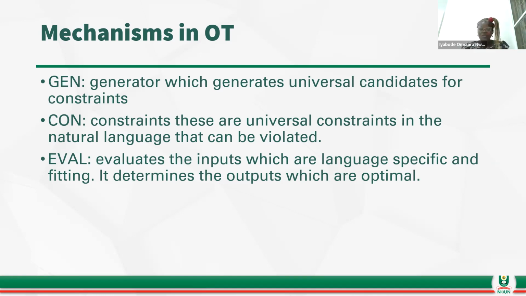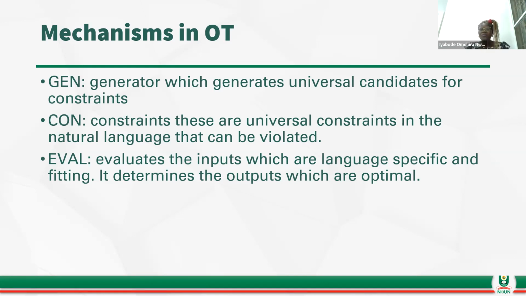So the generator generates universal candidates for constraints. This particular element is the one that helps you to identify, okay, this is going to be a constraint for this particular structure or this usage. Then you have the constraints themselves. These are universal constraints in natural language that can be violated. So they are violable elements that you can have in the language.